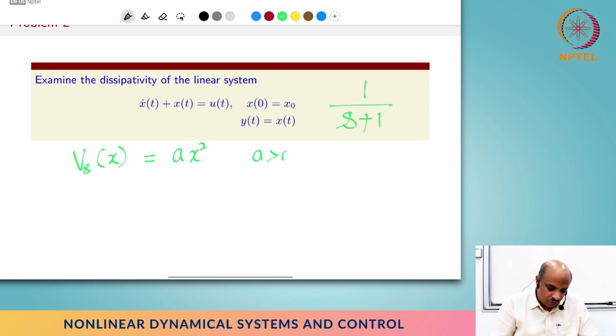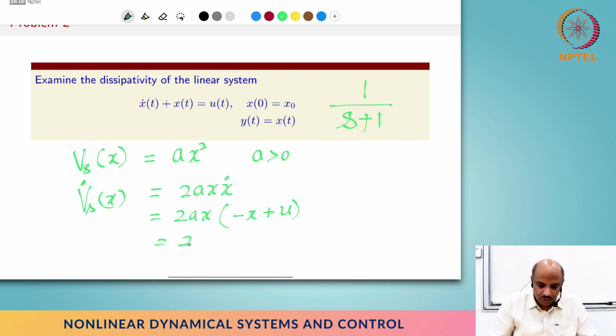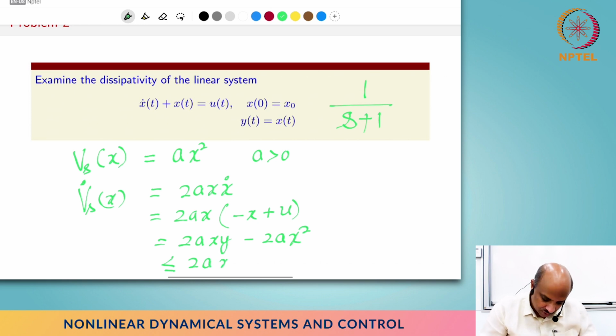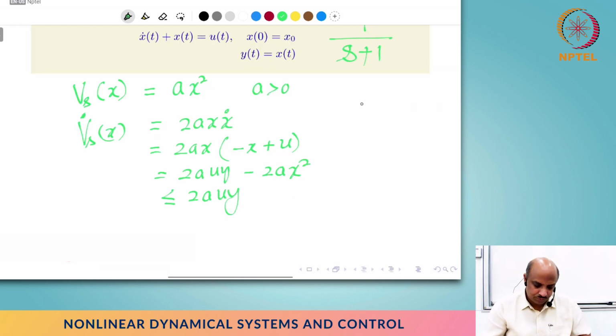So V dot of x dot therefore is 2ax dot, which is nothing but 2ax times minus x plus u, which is nothing but 2axu minus 2ax square. So immediately we know many things. Certainly this is less than or equal to 2axy. Sorry, my mistake, this is uy. So this is certainly passive.